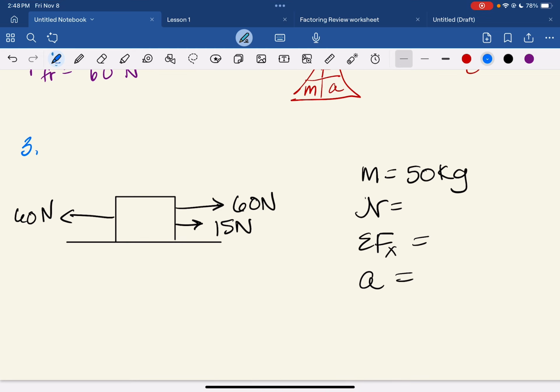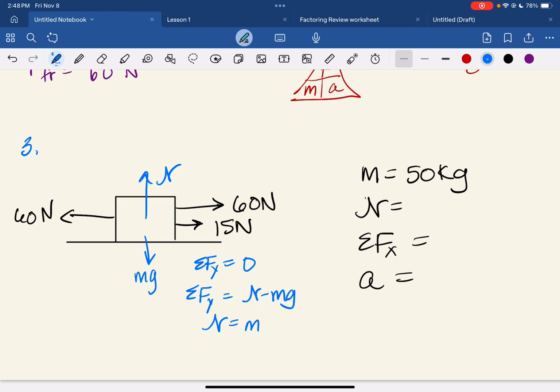Number 3, we have a 50 kilogram mass. We have 60 newtons going to the right, and 15 newtons going to the right, and 60 newtons going to the left. So let's go ahead and fill in the other forces. So we have mg, and we have our normal force going upward. So again, in the y direction, we have a net force of 0. So the sum of my forces in the y is going to be my normal minus mg. So my normal is equal to the value of mg, which is 50 kilograms times 10 meters per second squared. So my normal force is equal to 500 newtons.